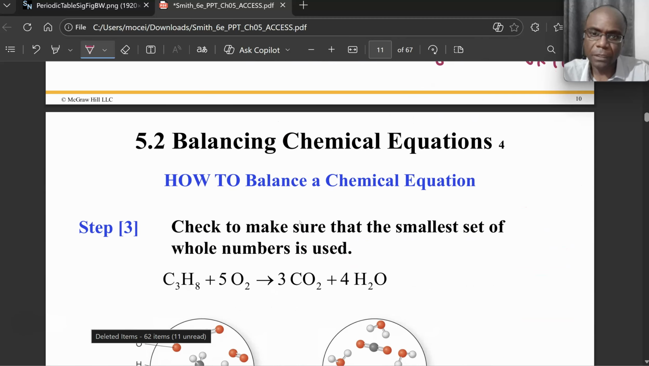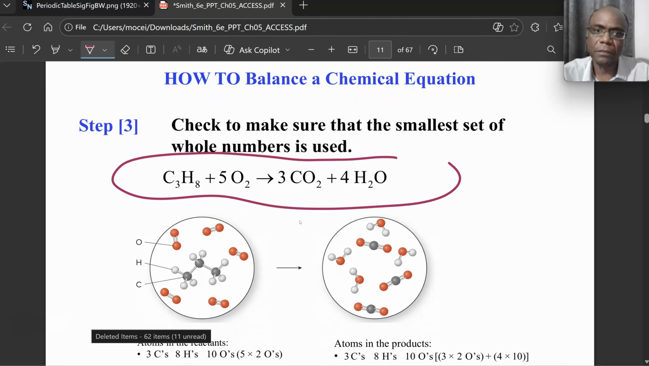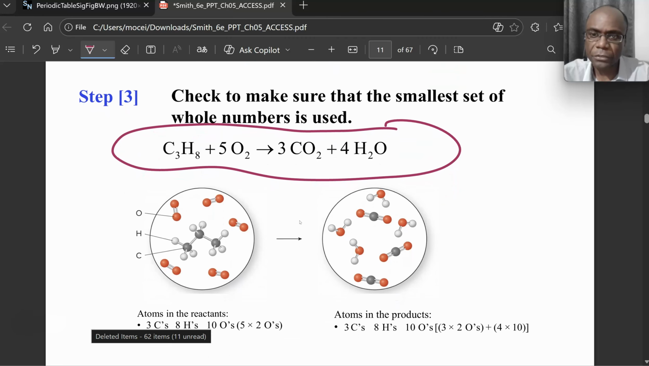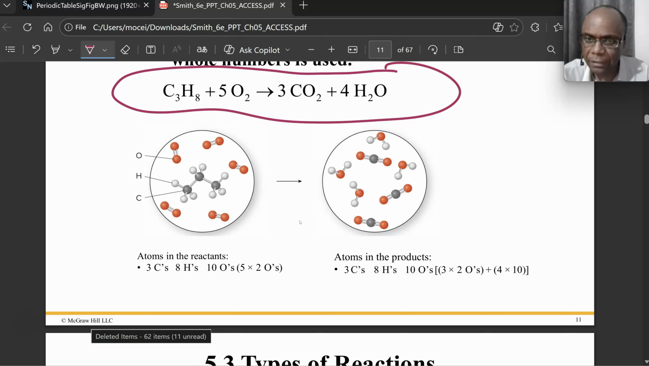And so our balanced formula will be like this, and it shows that everything is balanced. And if you can try to check, you can check the atoms.